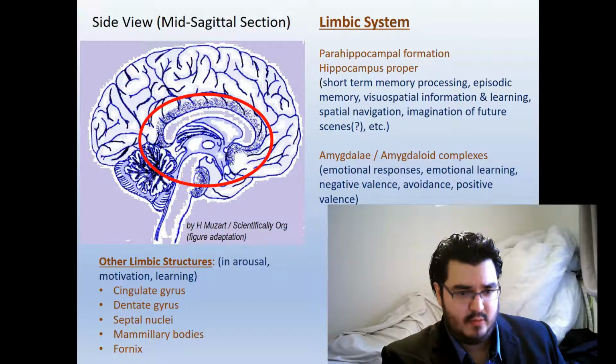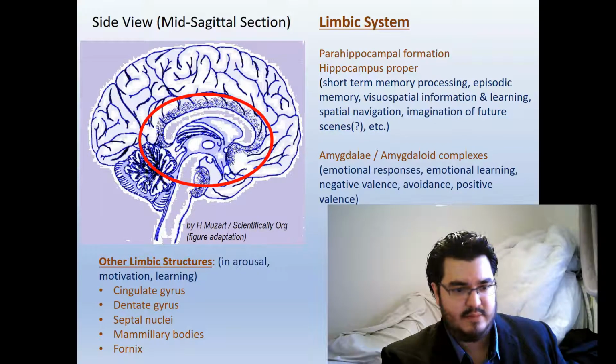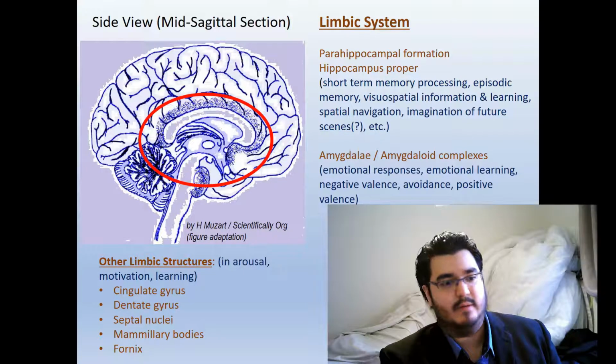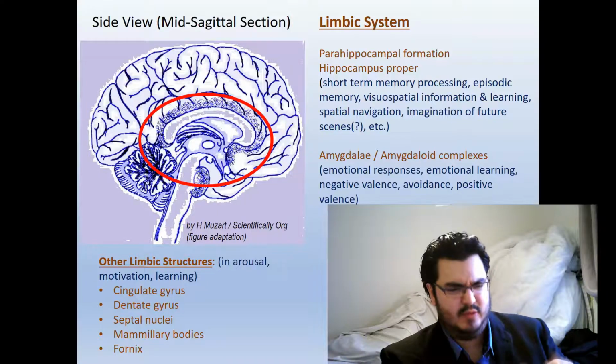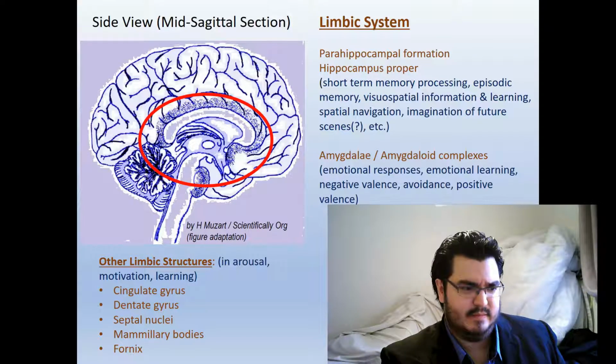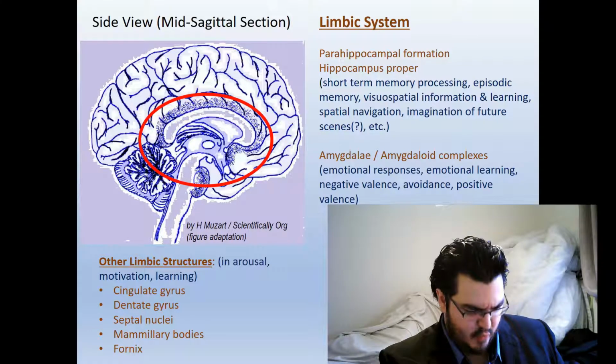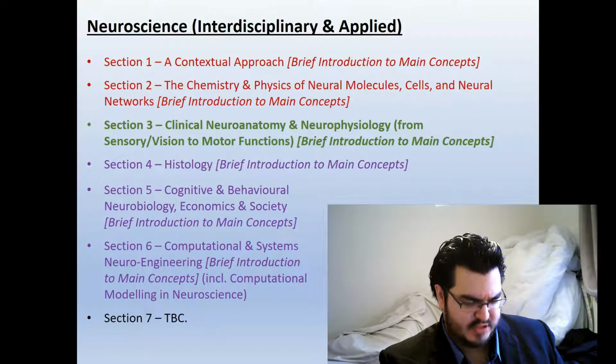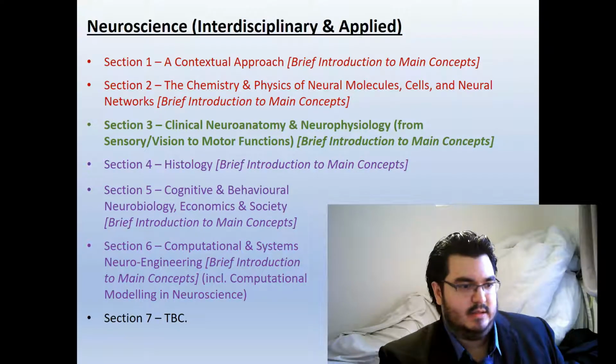And it's involved in memory, episodic memory, visual spatial learning, short-term episodic information. We have spatial navigation, also imagination as well. And there's been recent work on that by Demis Hassabis, Eleanor Maguire, UCL. We'll cover this more in section 5 on cognitive neuroscience, and then section 6 on computational neuroscience.